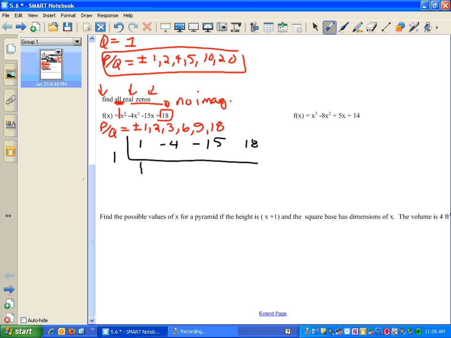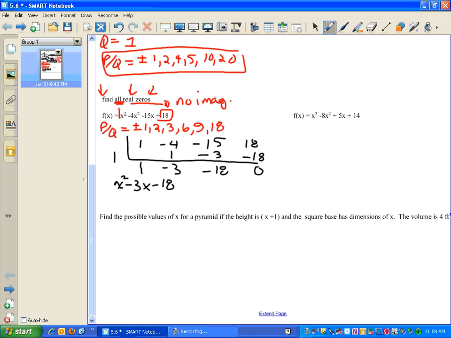So we go 1, 1, -3. Oh, look how nice this is going to be. -3, -18, and -18, 0. Is 1 a 0? Yes. Because we got 0. Great. Therefore, I know that my polynomial is x squared minus 3x minus 18. That is my polynomial that I'm left with.